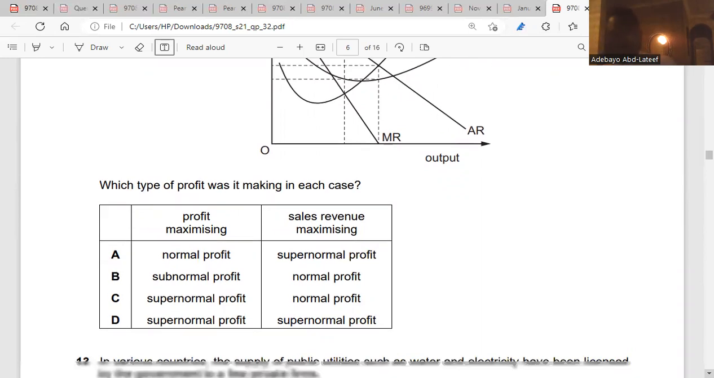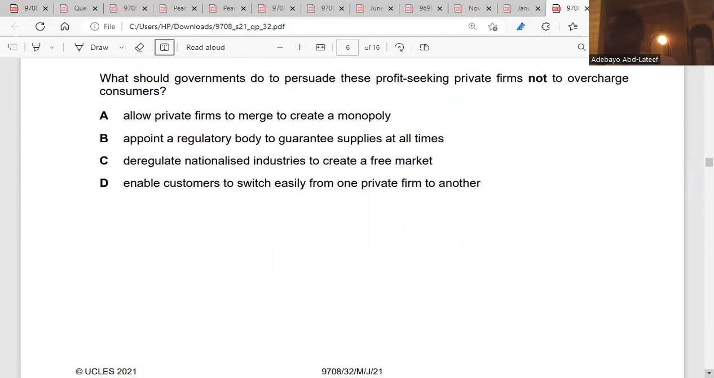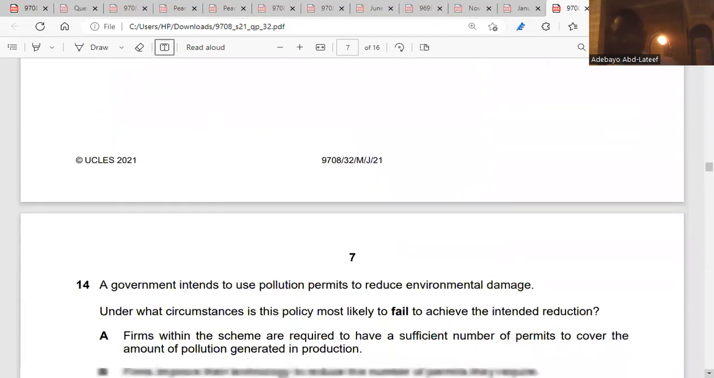Question 13. It said, in various countries, the supply of public utilities such as water and electricity has been licensed by the government to a few private firms. What should the government do to persuade these profit-seeking private firms not to overcharge consumers? Create a substitute. Break that monopoly. So the answer is D. If you are able to switch from one to another. Question 14.